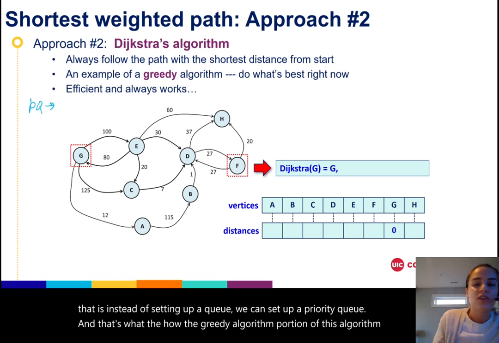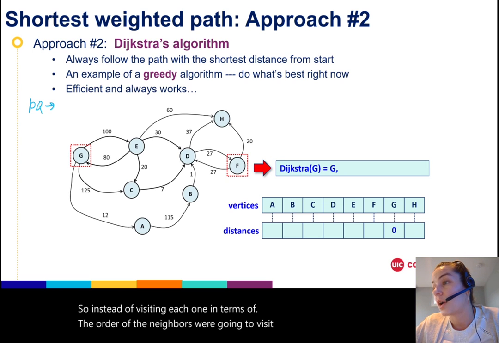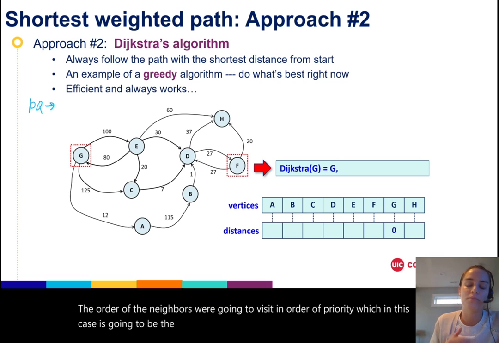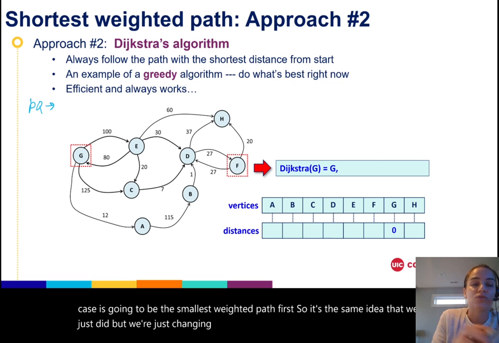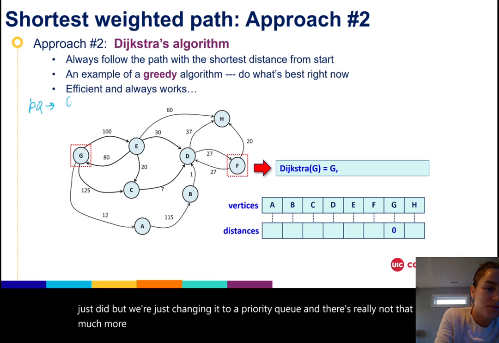So instead of visiting each one in terms of the order of the neighbors, we're going to visit in order of priority, which in this case is going to be the smallest weighted path first. So it's the same idea that we just did, but we're just changing it to a priority queue, and there's really not that much more to Dijkstra's algorithm than that.